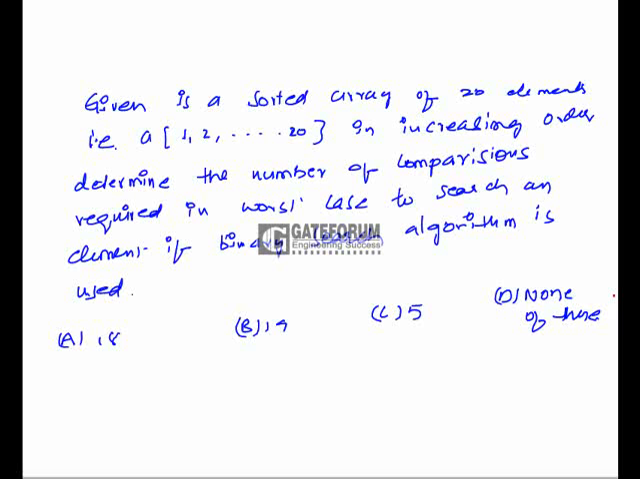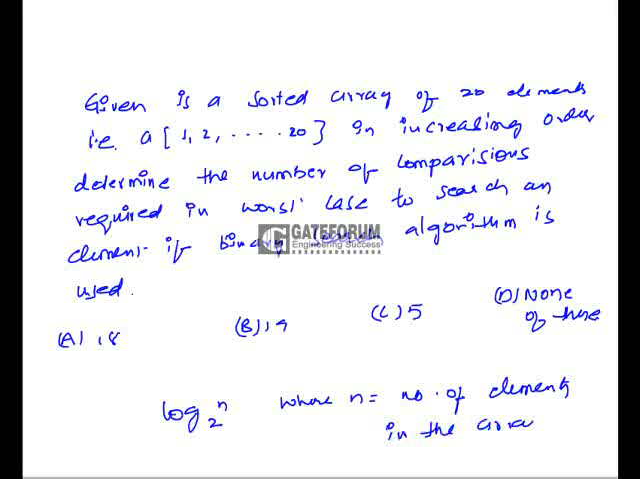Given is a sorted array of 20 elements, that is A1, A2 up to A20, in increasing order. Determine the number of comparisons required in the worst case to search an element if the binary search algorithm is used. If binary search is used, then the number of comparisons in the worst case would be log n to the base 2, where n is the number of elements in the array.